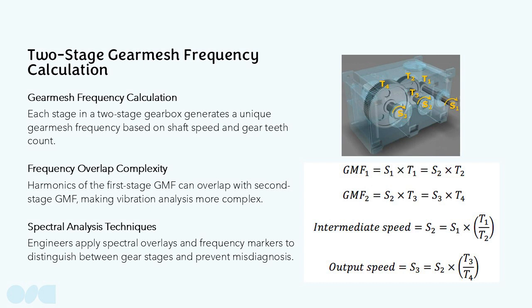GMF for the first stage is calculated using the input shaft frequency and the number of teeth on the first stage gear. The second stage GMF is calculated using the intermediate shaft frequency and the tooth count of the second stage gear. These GMFs are independent but coexist in the vibration spectrum. In some cases, harmonics of the first stage GMF may overlap with the second stage GMF, increasing analysis complexity. Accurate calculation and clear documentation of each GMF are therefore essential. Engineers often use spectral overlays and frequency markers to distinguish between stage-specific components. This systematic approach ensures that faults are correctly attributed to the appropriate gear stage, reducing the risk of misdiagnosis.